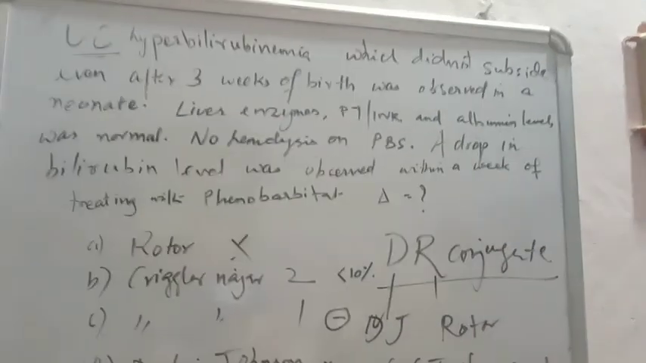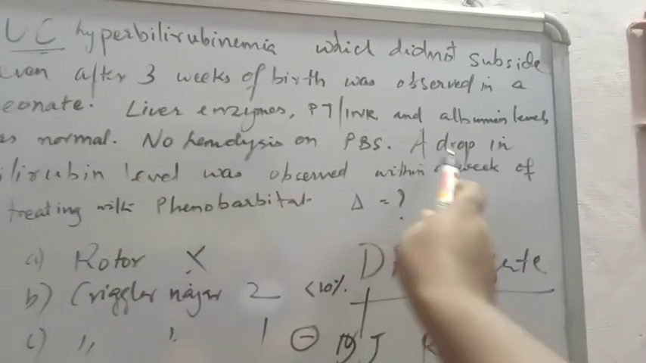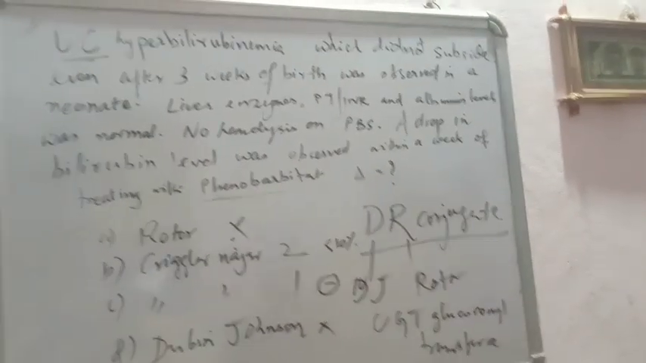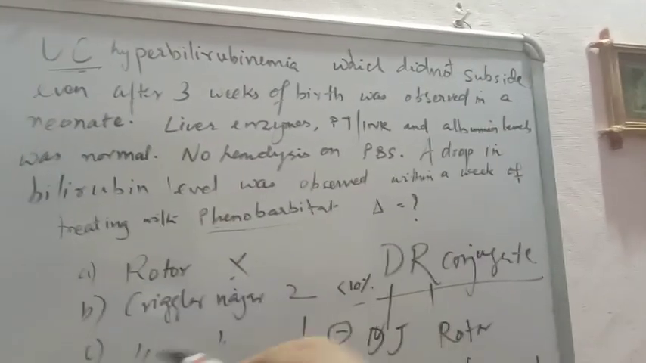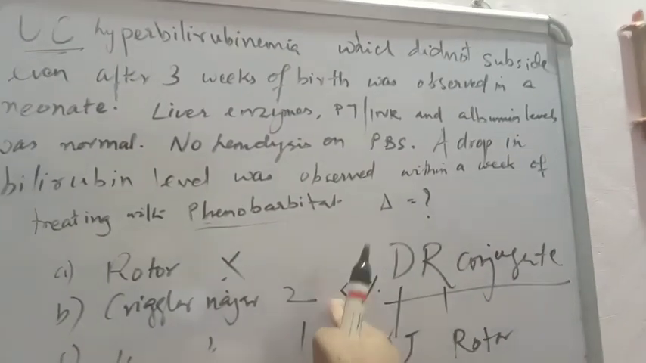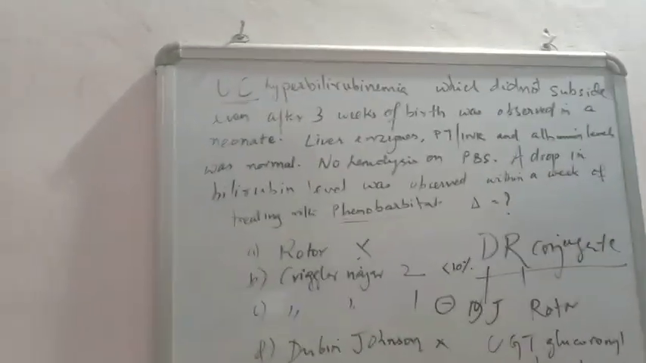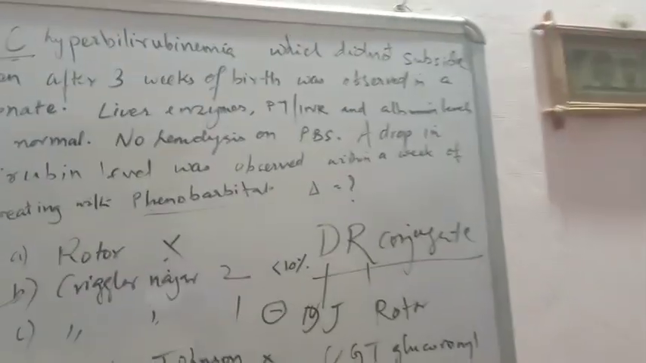Anyway, the answer will be based on improvement. See, drop of bilirubin was observed within a week of treating with phenobarbital, which means this disease is easily treated. A little phenobarbital was given and the child became fine. That means it is a less severe disease, the 10% enzyme disease, that is Crigler-Najjar type 2. Because phenobarbital is an enzyme inducer, you give phenobarbital, the remaining enzyme gets induced. The child will come back to normal.